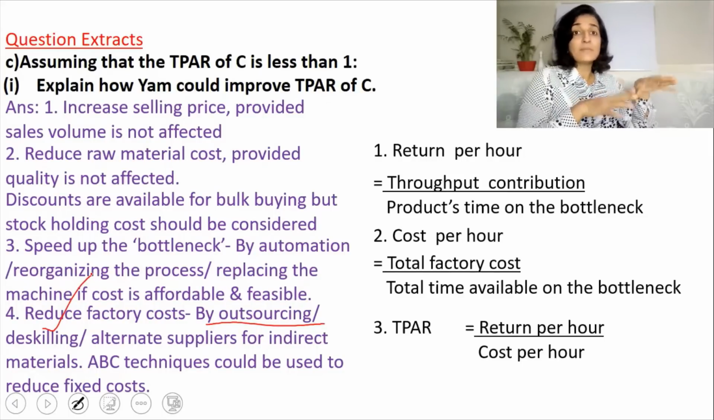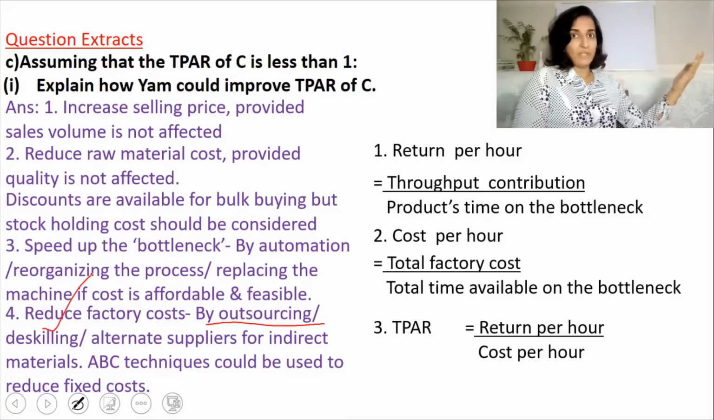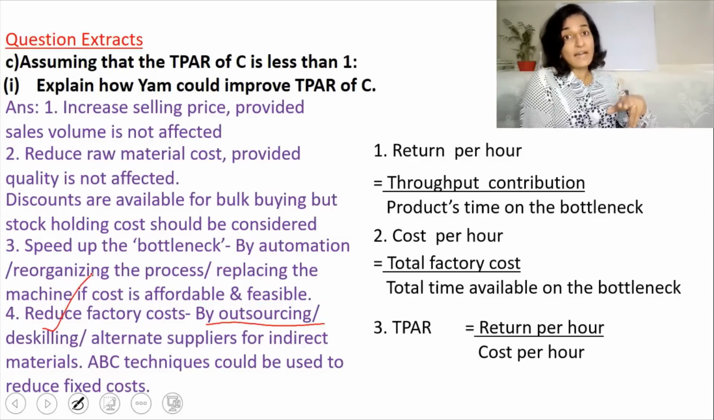De-skilling means sometimes we might have employed skilled labor to do a particular job. And we know that skilled labor is expensive. If we could train an unskilled laborer or a semi-skilled laborer for doing the same job of the skilled labor, then we could definitely reduce the cost. That is the meaning of de-skilling. That is substituting a skilled labor for an unskilled or a semi-skilled labor.